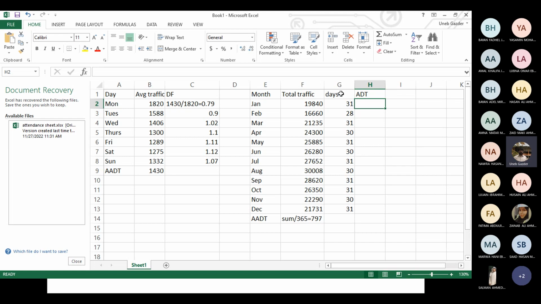For example, traffic of January 19,840 divided by the number of days in January, which is 31. So how much is this now? 640. Same thing for February and March and all the other months. So tell me the values for the other months as well. The traffic of the month divided by the number of days in the month. 591.